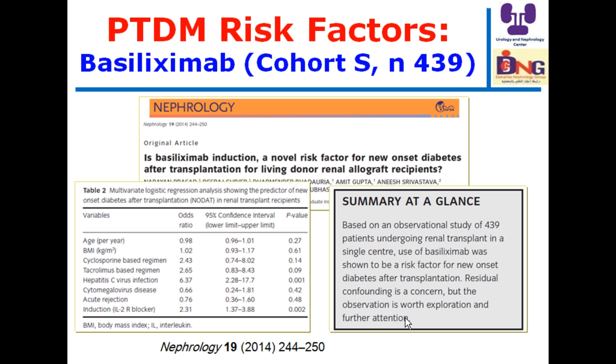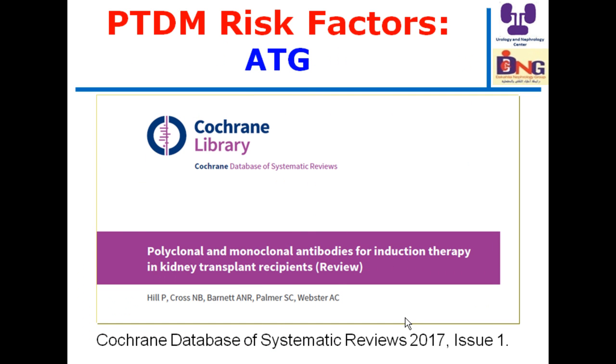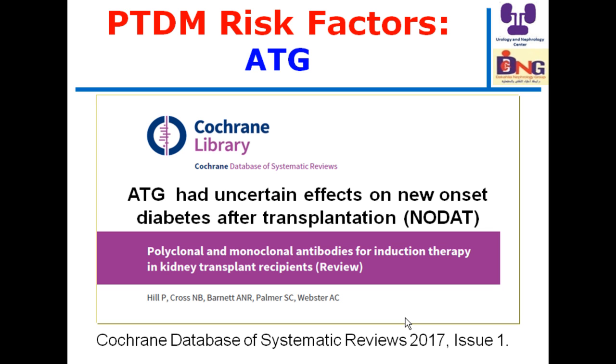Basiliximab also indirectly affects pancreatic B cell function and glucose homeostasis. Additionally, administration of an interleukin-2 agonist has prevented diabetes in an experimental study. This is the data regarding Basiliximab. What about ATG? This is the most recent systematic review about the use of polyclonal and monoclonal antibodies for induction therapy in kidney transplant recipients. The use of anti-thymocyte globulin had uncertain effects on new onset diabetes after transplantation.